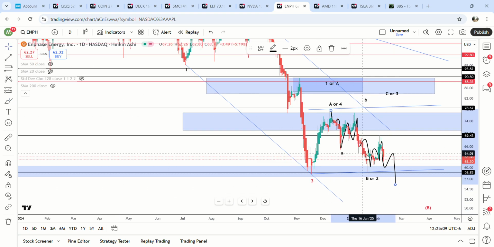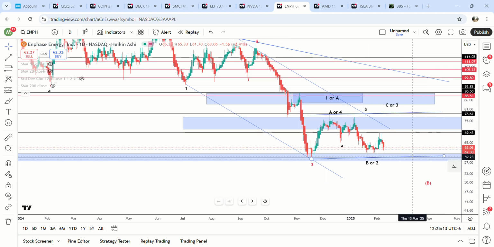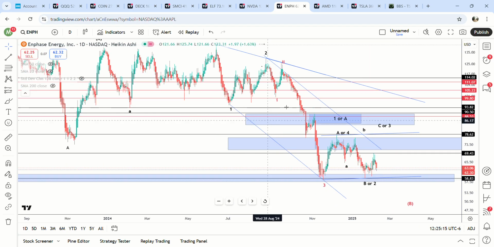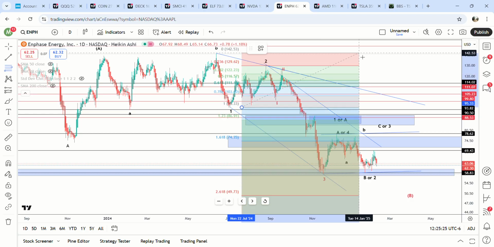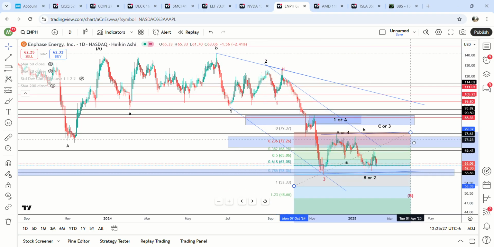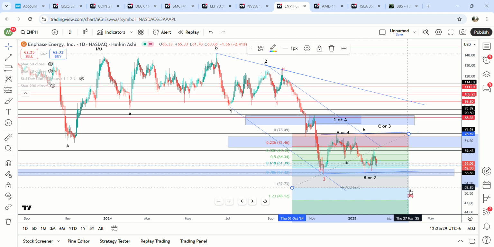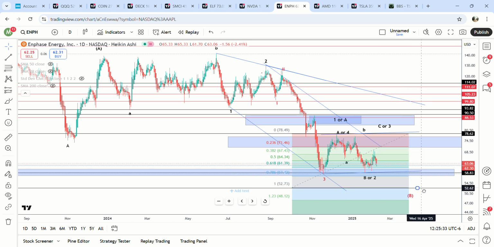But this whole move should be the 5th wave if it makes a new low. It's pretty clear that this is going to be the 5th wave. And I would expect it, if this was the top, I would expect it to be the same length as wave 1, which means this could go all the way down to 53 bucks. I think I talked about that in the last video.